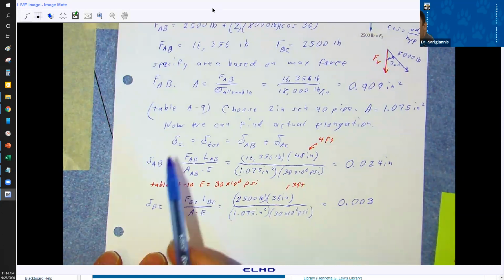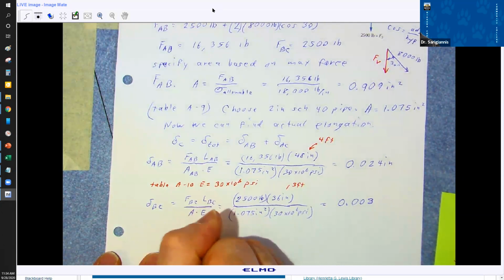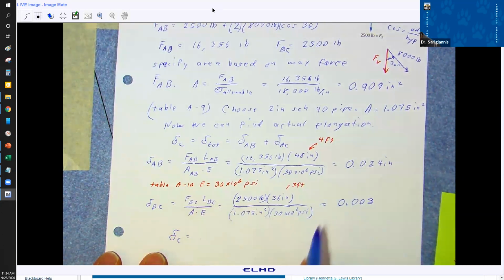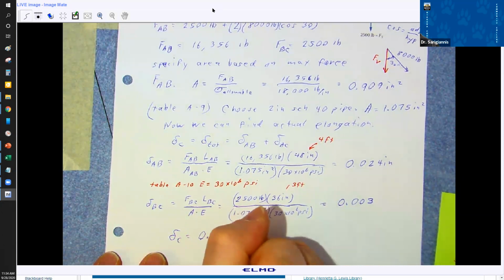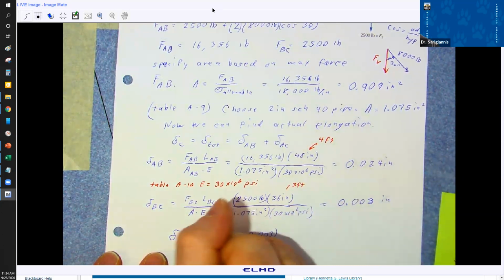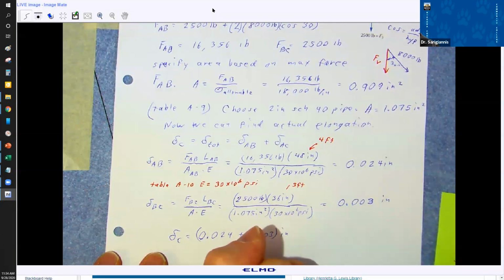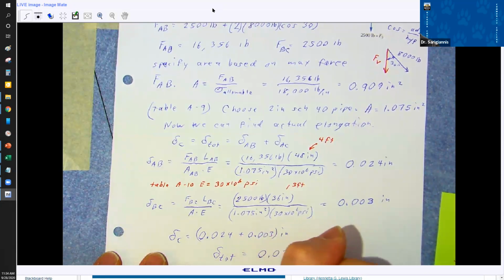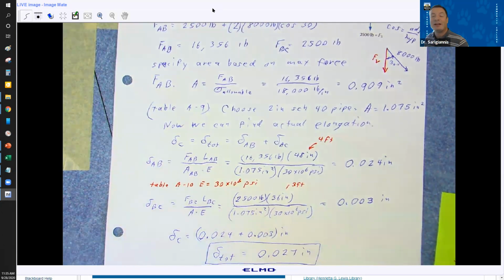So now we have to add these together, right? So the total elongation is just 0.024 plus 0.003. Let's not forget our units here. 0.027 inches. So this is how much we can expect the bar to elongate just based on the applied loads it has.